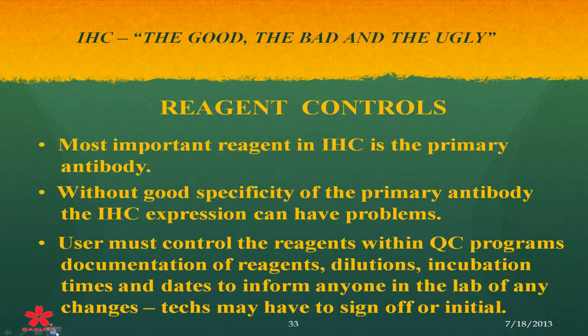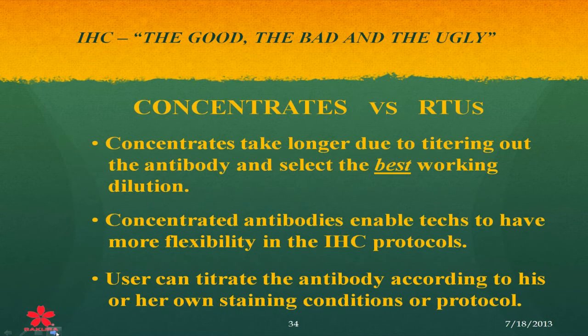Without good specificity of the primary antibody, the IHC expression can have problems. The user must control the reagents within the QC program's documentation of reagents, dilutions, incubation times, and dates to inform anyone in the lab of any changes. Techs may have to sign off or initial on this, but you want to make sure that everybody in your lab knows what's going on in IHC.